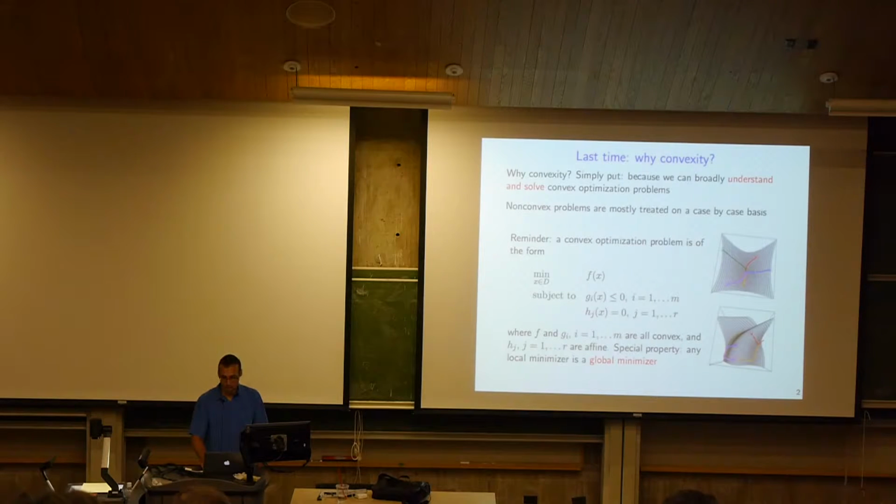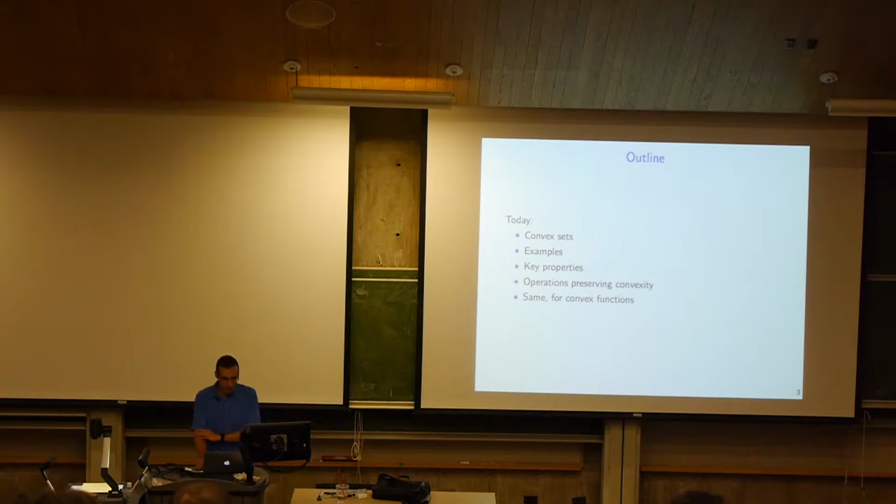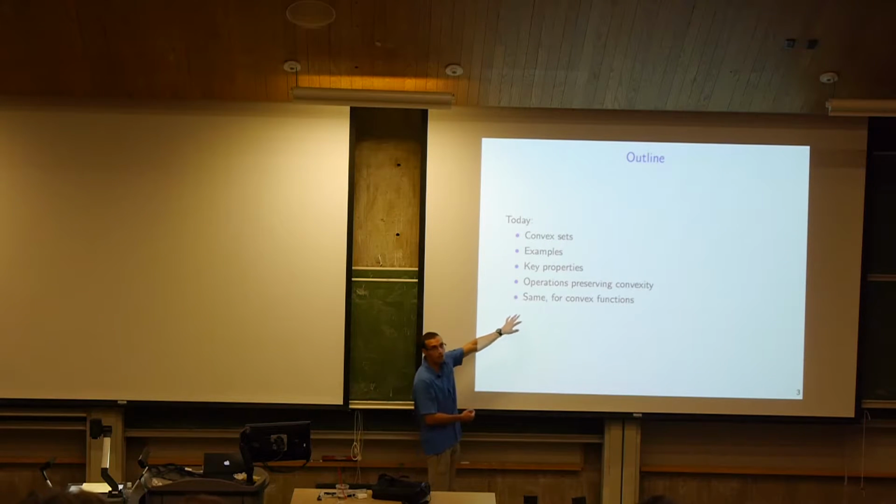Okay, so here's an outline for today. We're going to talk about convex sets. We're going to go through some key examples of convex sets, some key properties, and then some operations that preserve convexity for sets. And then we'll do the exact same thing for convex functions. We'll try to take a break in between.